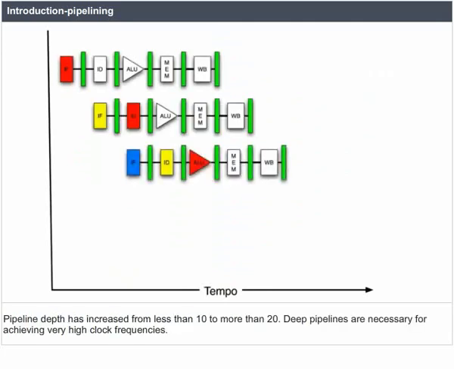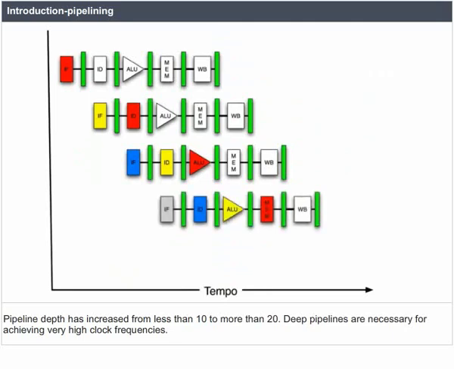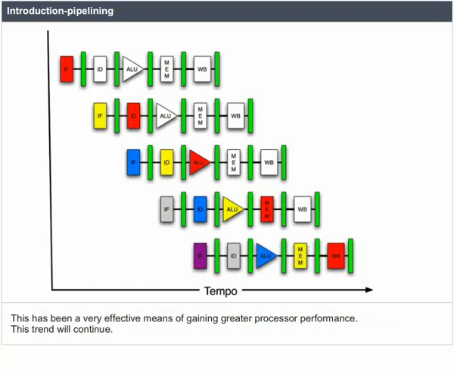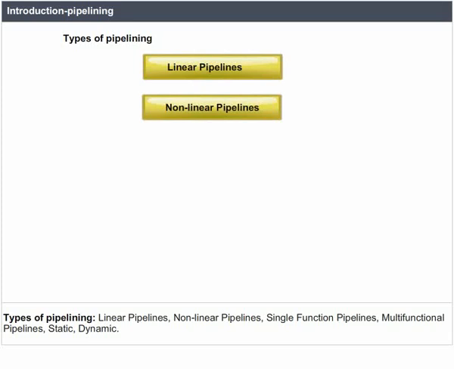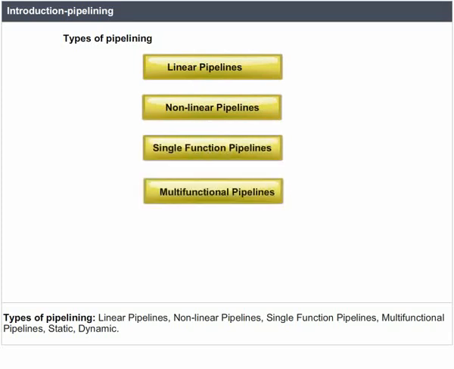Pipeline depth has increased from less than 10 to more than 20. Deep pipelines are necessary for achieving very high clock frequencies. This has been a very effective means of gaining greater processor performance. This trend will continue. Types of pipelining: linear pipelines, non-linear pipelines, single-function pipelines, multifunctional pipelines, static and dynamic.